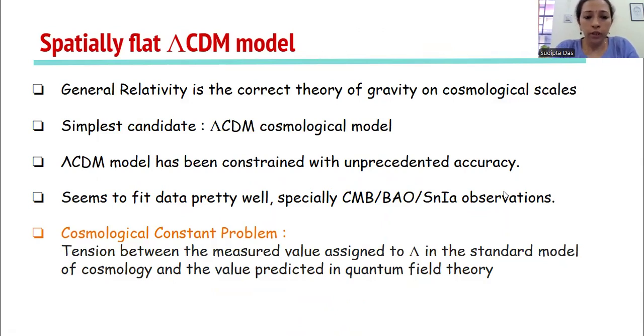Although the lambda CDM model is the simplest and the most popular dark energy model, when it is confronted with different observational data, it fits most of the observational data pretty well, especially the CMB, BAO, and supernovae. However, the cosmological constant suffers from the cosmological constant problem, which is basically that the value of the cosmological constant lambda obtained from theoretical aspects and the value of lambda obtained from cosmological observations show a huge discrepancy. This problem is known as the cosmological constant problem.